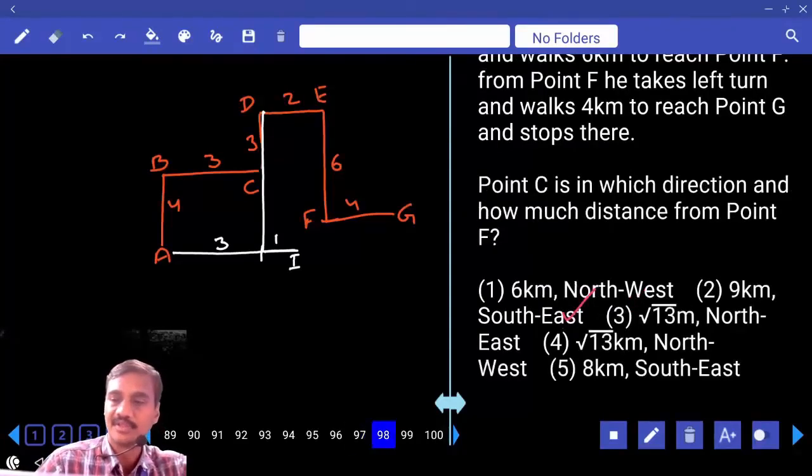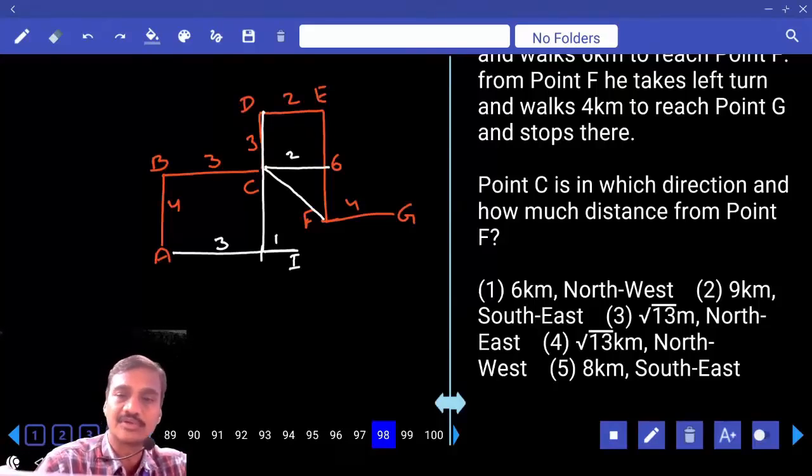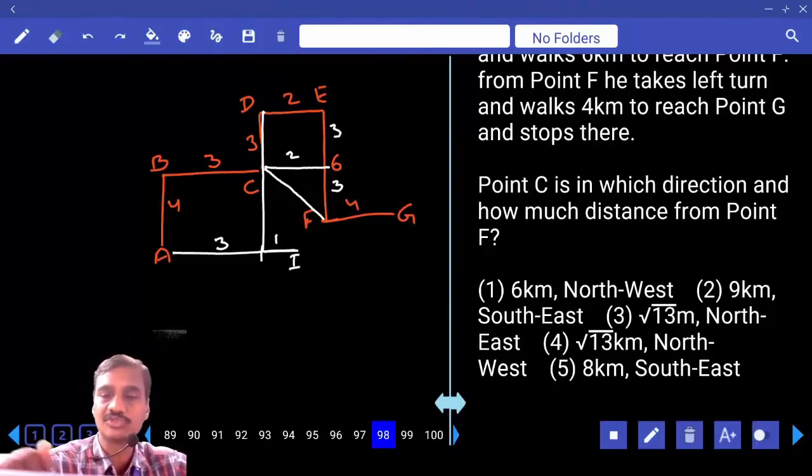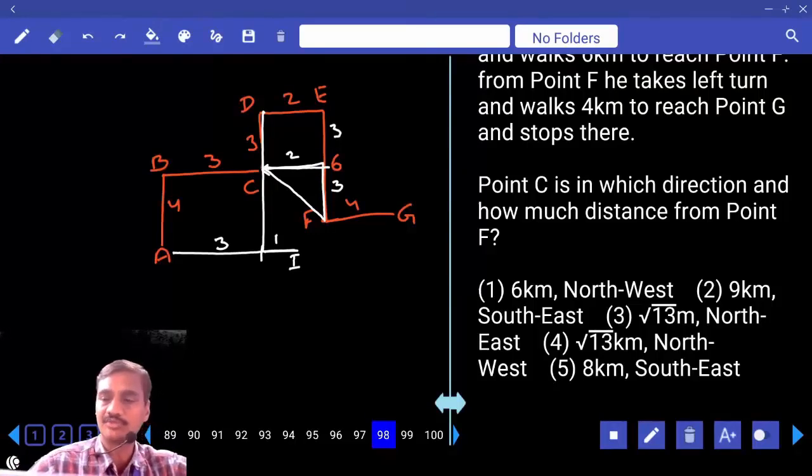And 98. Point C is in which direction and how much distance from point F? Now the distance between these two, C and F. Here the horizontal distance is 2, and the vertical distance is 3 kilometers. Now 2 square plus 3 square is root over 13 kilometers. And C is in which direction with respect to F? Northwest. Hence root over 13, northwest, choice 4, question number 98.